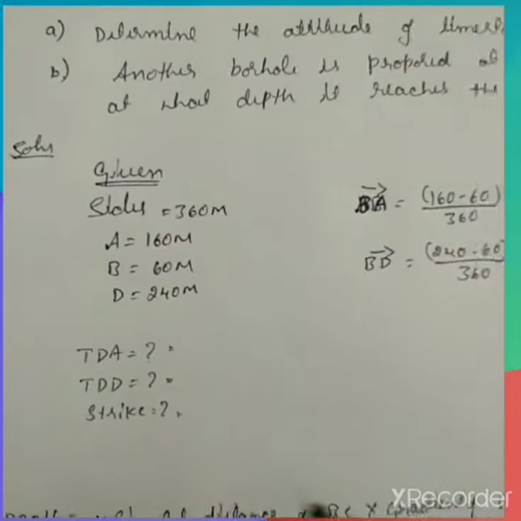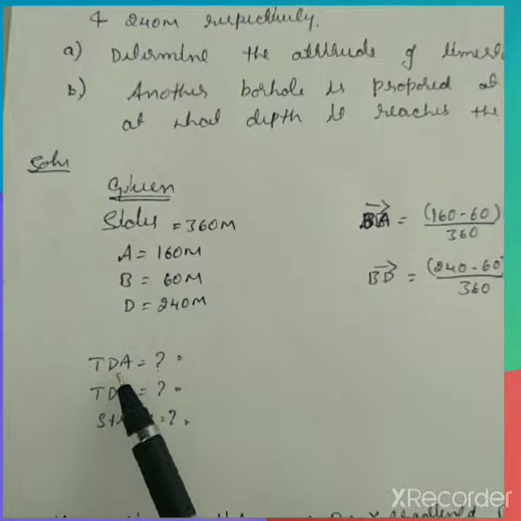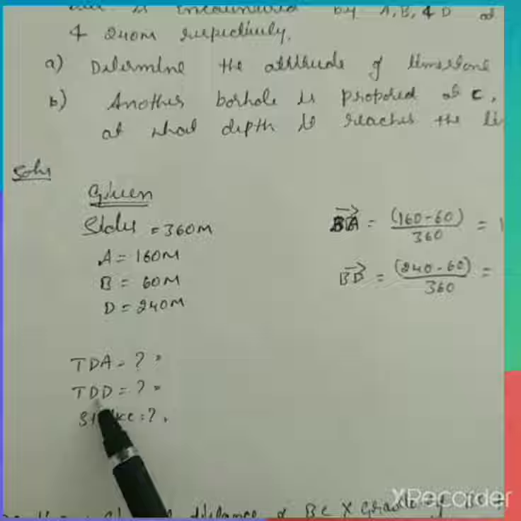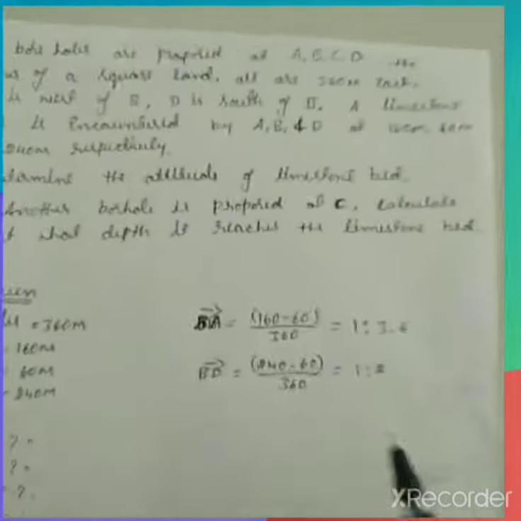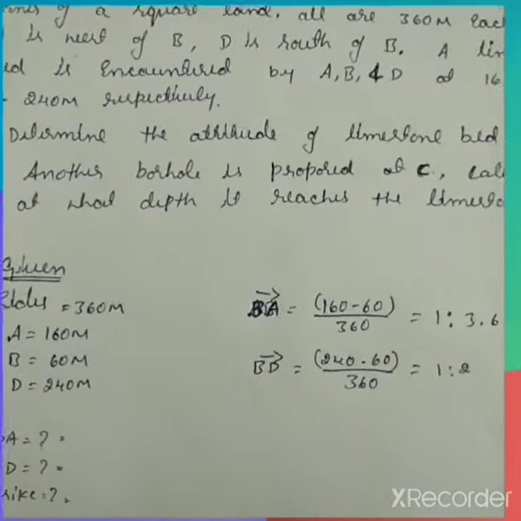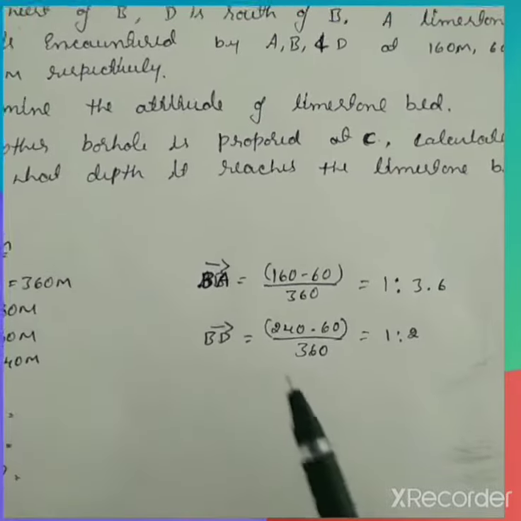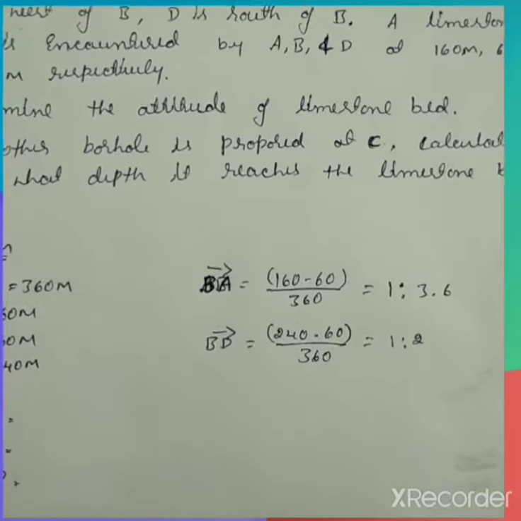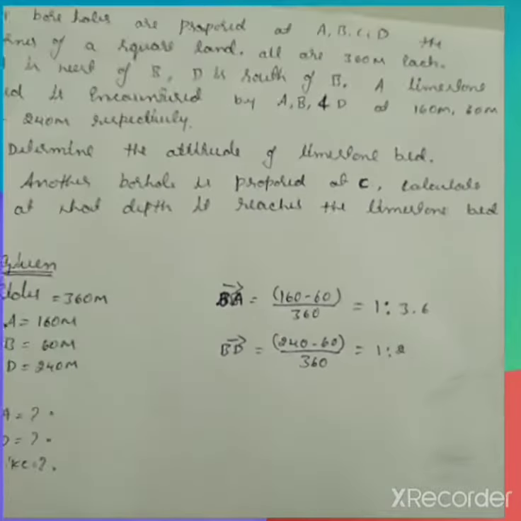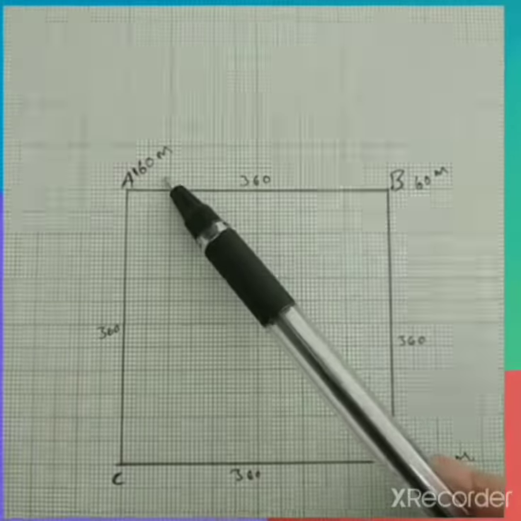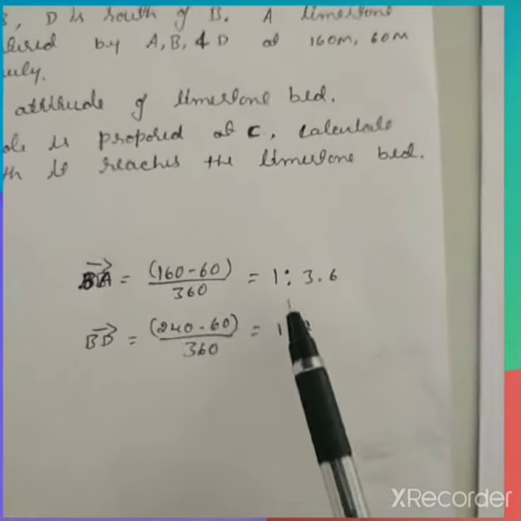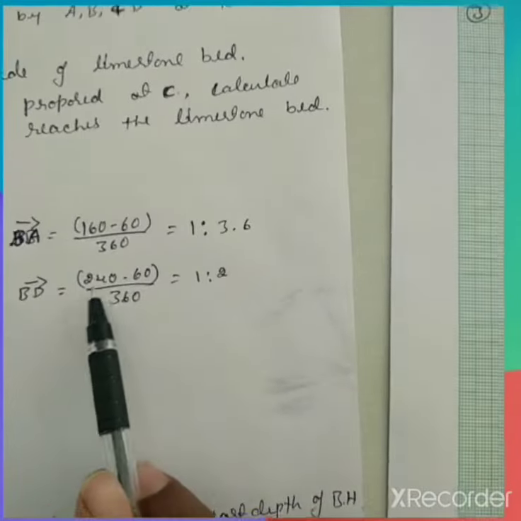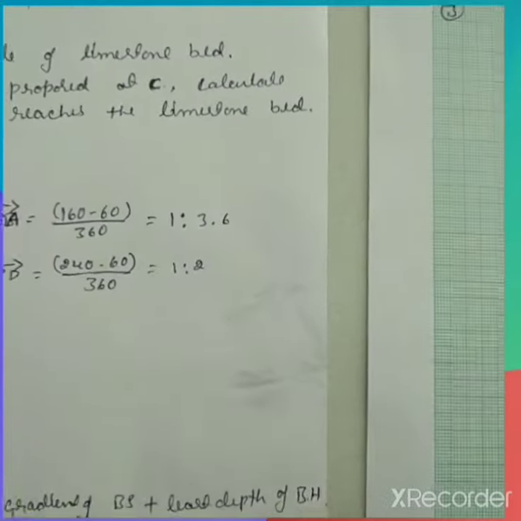Here they have asked you to determine the attitude of the limestone bed, which means true dip amount, true dip direction and strike. To determine the strike, we need to find the gradient of BA and BD from the least count depth of the boreholes. Here 160 minus 60 divided by 360 is the gradient of BA, 1 is to 3.6, and the BD gradient is 240 minus 60 divided by 360, 1 is to 2.